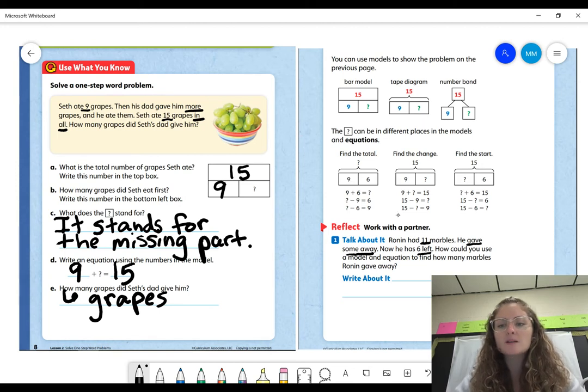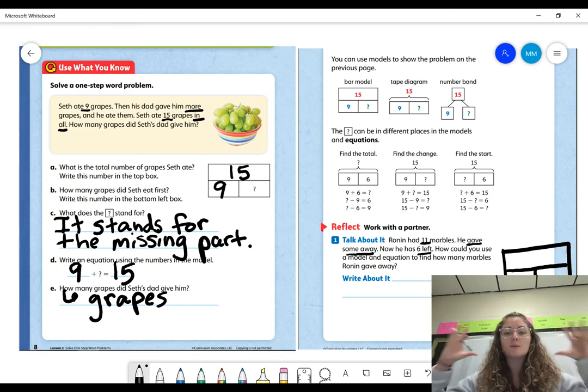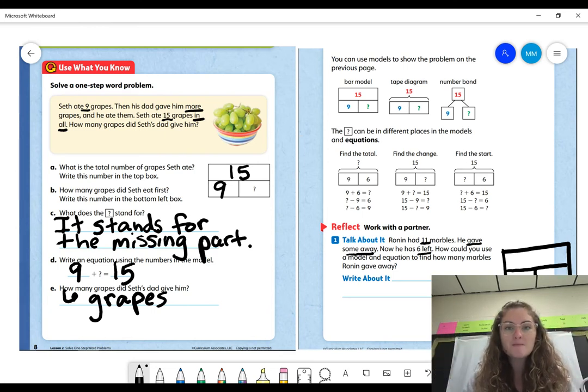So I'm gonna make a bar model. All right, here's my bar model. And I know that my whole will go on top and my parts will go beneath. So it says Ronan had 11 marbles. He gave some away. Now he has 6 left. Am I adding or subtracting? I'm subtracting, right? So remember, when I subtract, I start with my big number, my whole. What was the big number? It was 11. So Ronan had 11.